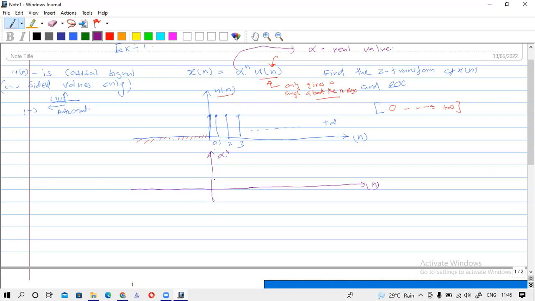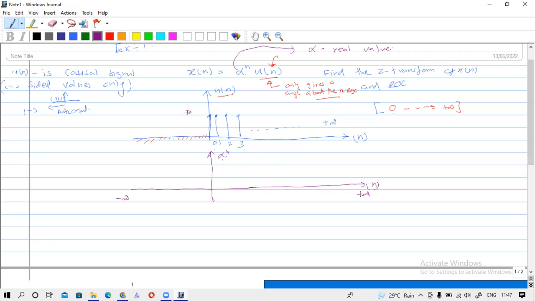So this is x[n] anyway. This alpha is a real number, real value. Here, are we given any restriction about the n range? No. So this n can be minus infinity to plus infinity. But here we are given a restriction because u[n] is defined only within 0 and infinity.